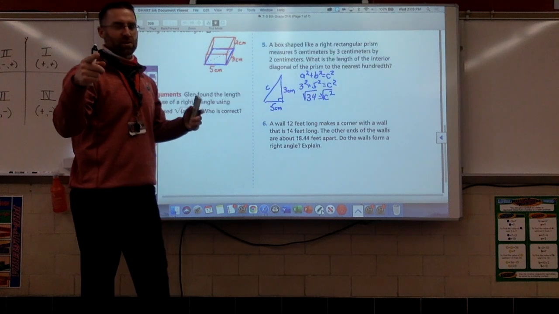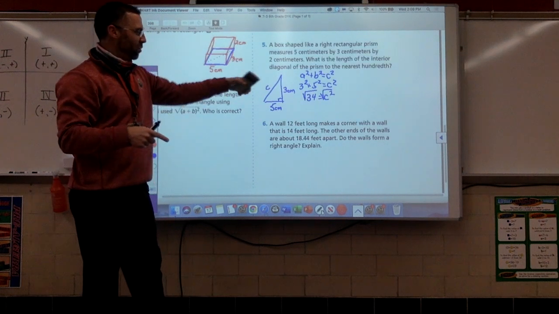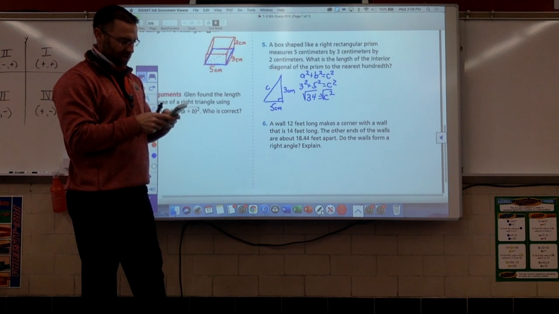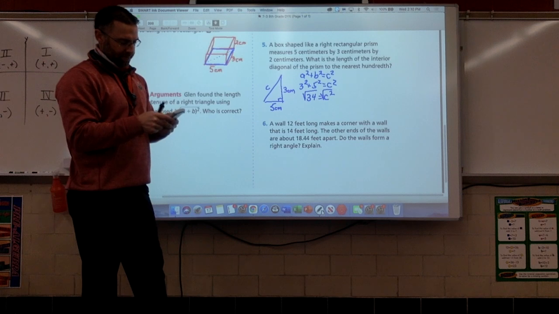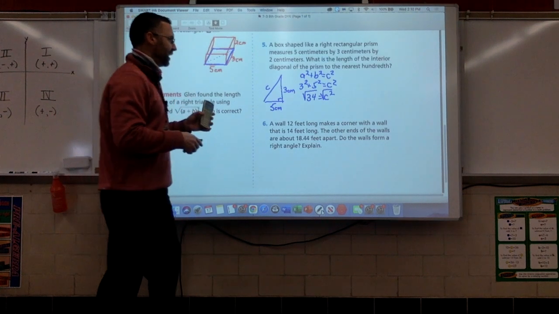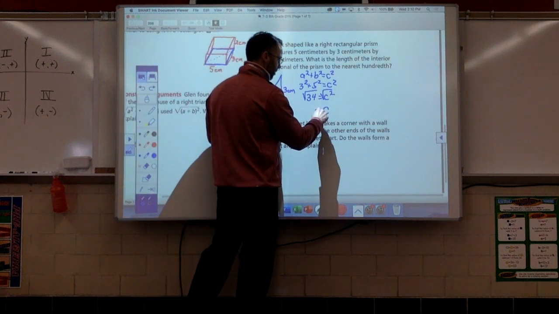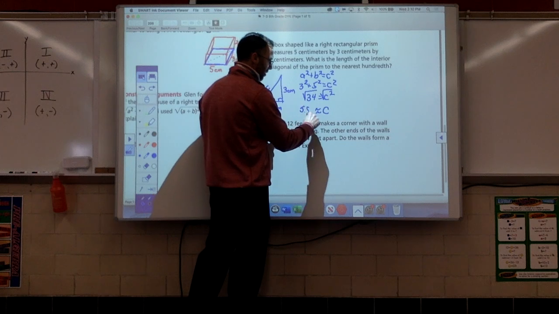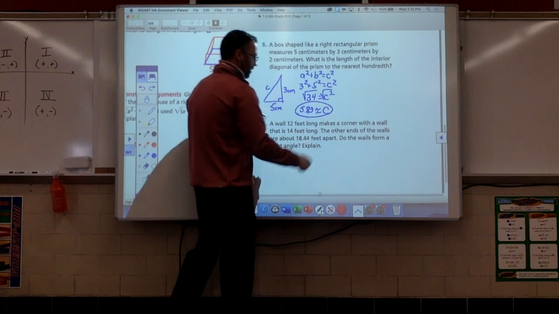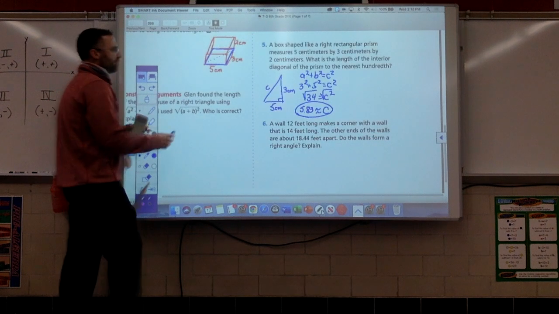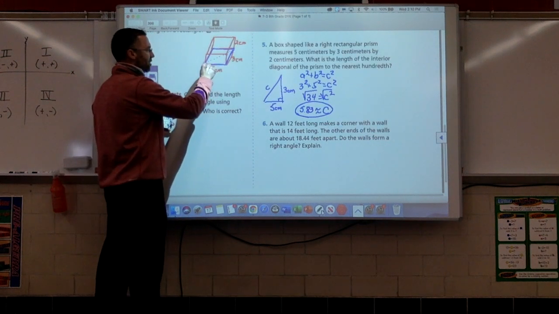If you remember your perfect squares, 36 is a perfect square, so I know this is going to be a little bit less than 6. The square root of 34 looks to me like it's about 5.83. Approximately, so I'm going to give the wavy equal sign 5.83. Are we done? No, because now we need to find the length of the interior diagonal.